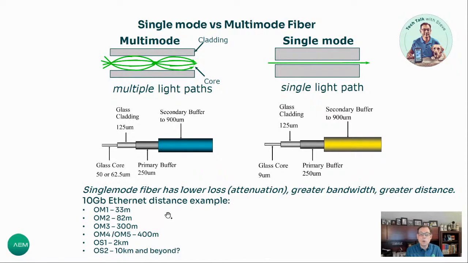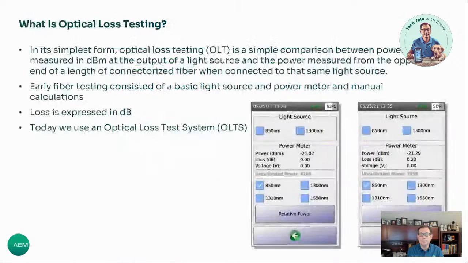Again, single mode has that lower loss, and here are some examples of the distances you can run for 10 gig Ethernet. If we're looking at OM1, the old style 62.5 fiber, you're only at 33 meters. You go all the way up to single mode, OS1 single mode, 2 kilometers, and 10K and beyond for an OS2. So there's quite a bit of advantage. Electronics have come down in price to where it's not as much of a barrier as it used to be for choosing single mode over multi-mode.